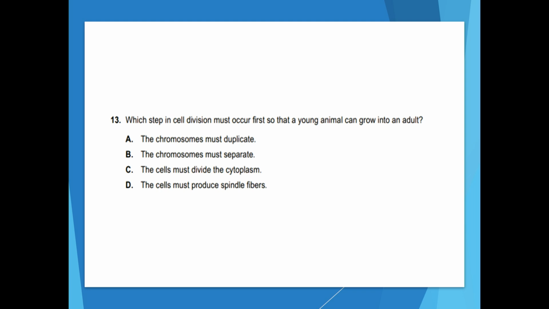This says, which step in cell division must occur first so that a young animal can grow into an adult? Well, the first thing that has to happen is the chromosomes must duplicate. Before we separate the chromosomes or before the cytoplasm divides or before we produce the spindle fibers, the chromosomes must duplicate. Remember that this happens in the S phase of the cell cycle and everything else happens after. Okay, here's our last one.